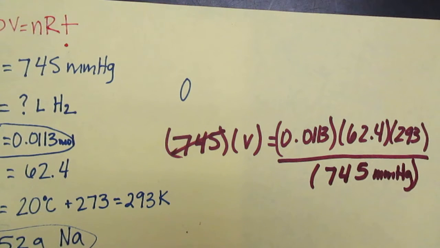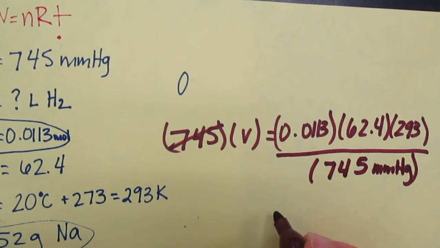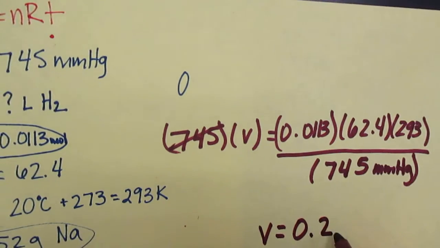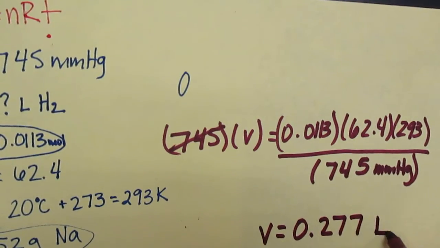Sometimes I've noticed that students have the whole problem set up right, and then they have some calculator error, and that can definitely change things. So you're going to want to double check and make sure that your answer makes sense. When I plug this in, the value that I got for V is 0.277 liters.